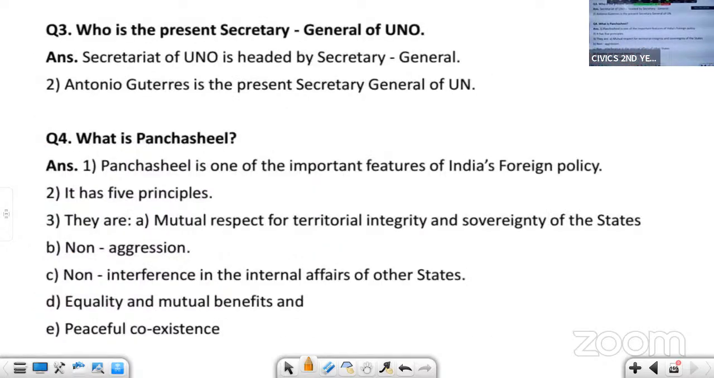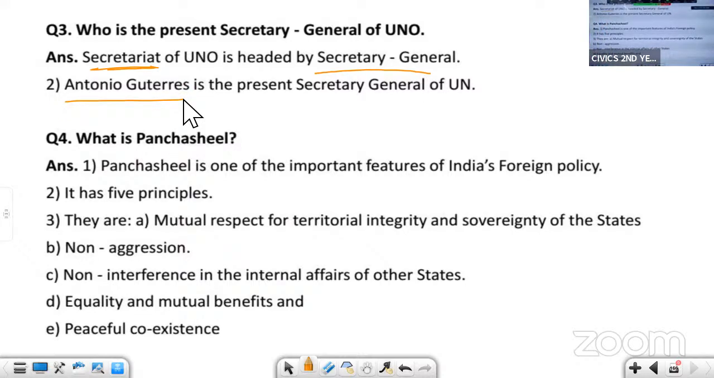The next question is, who is the present Secretary General of UNO? The Secretariat, that is the administrative organ of UNO, it is headed by the Secretary General. Okay, Antonio Guterres is the present Secretary General of UNO.